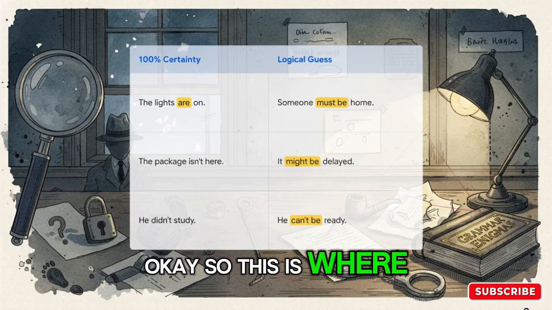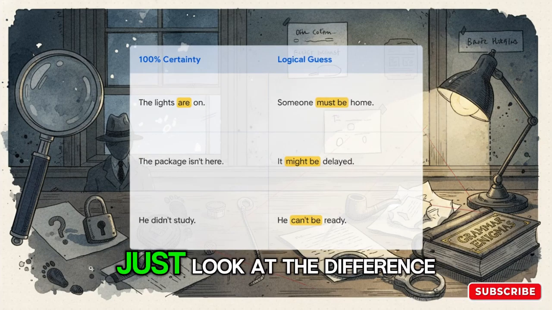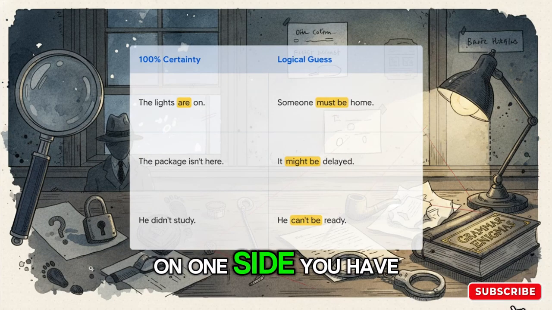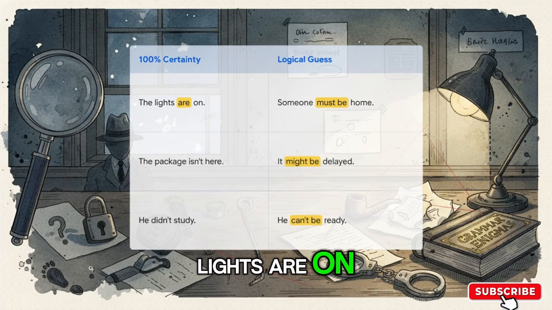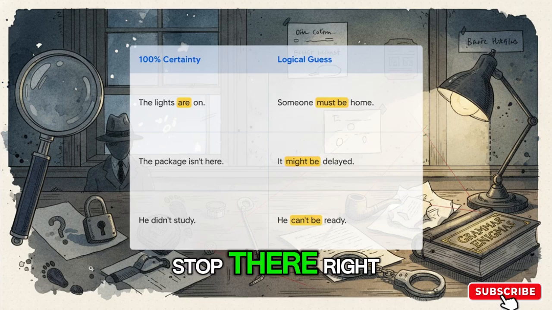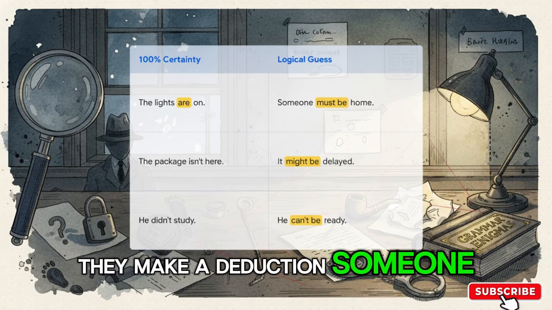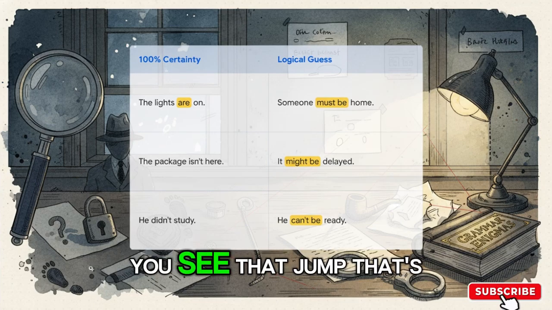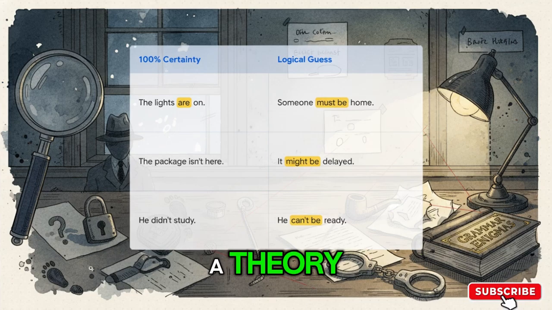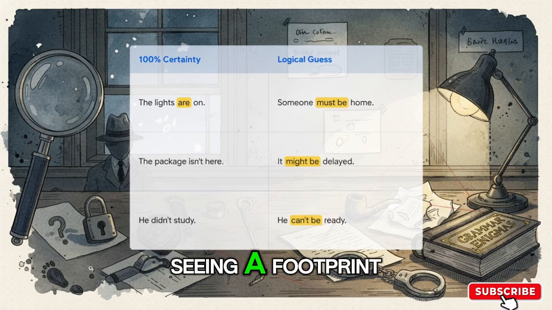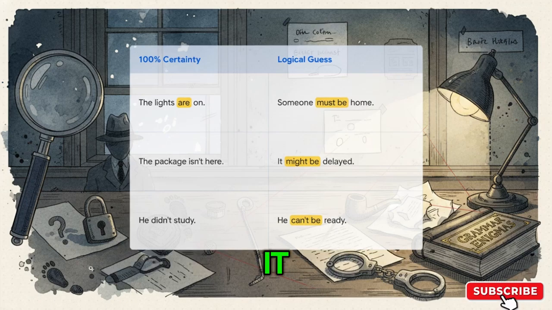Okay, so this is where the real detective work kicks in. Just look at the difference here. On one side, you have a simple fact, a piece of evidence. The lights are on. Simple, but a detective doesn't stop there, right? They make a deduction. Someone must be home. You see that jump? That's what we're talking about. You're using evidence to build a theory. It's the difference between just seeing a footprint and figuring out who made it.